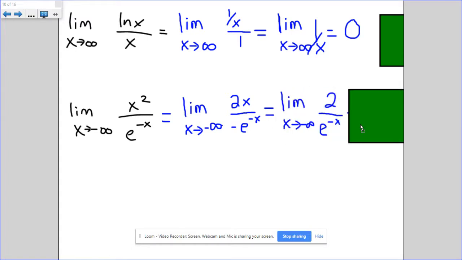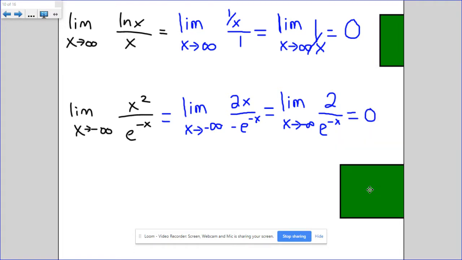The derivative of 2x is 2, and here, the derivative is itself, e to the negative x, times the derivative of negative 1, so that's why we switch back to a positive. So now the top is staying 2, not changing, while the bottom is going toward infinity. Anytime the top stays the same and the bottom gets huge, the whole limit is going toward 0.